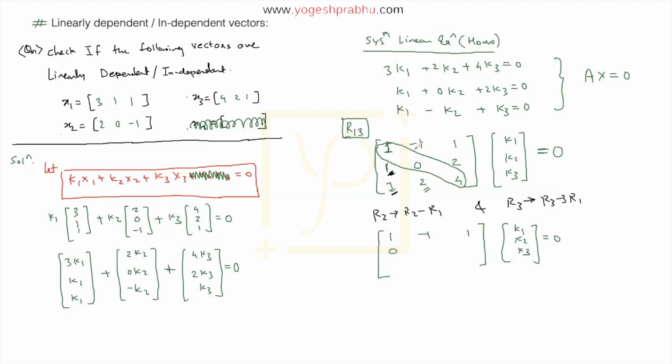0 minus 1 will become +1 here, and 2 minus 1 will become 1 here. And then this is 3, okay? So next operation, R3 minus 3R1: multiply this by 3 and subtract, so it will become 0. Multiply by 3, which is -3, and then subtract, it will become 5, and this will become 1.